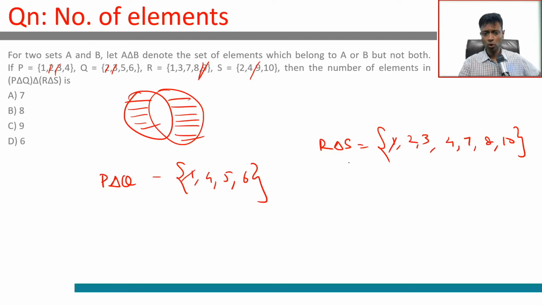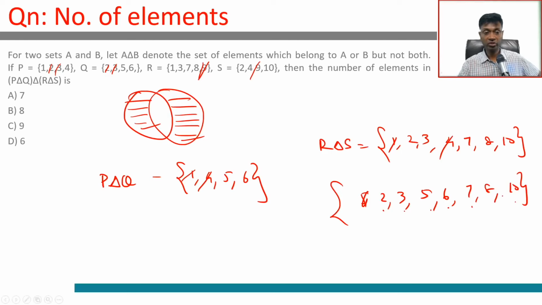from both. 4 is common. 4 goes away. 5 is not common. 6 is not common. Or we'll have, we have to go numerically. 2, 3, 5, 6, 7, 8, 10. 1, 2, 3, 4, 5, 6, 7 elements. That's what we are looking for.